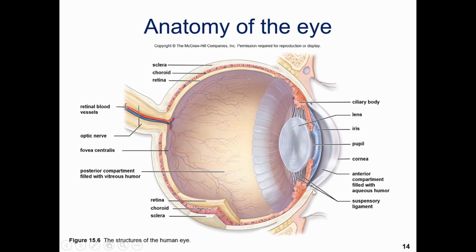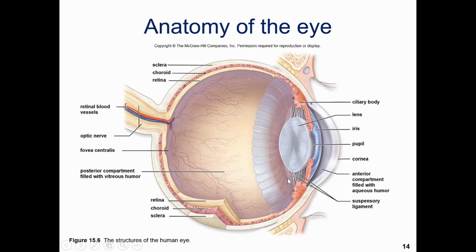Over here we see the cornea and the lens. And so the space between the 2 is called the anterior compartment and has the aqueous humor. And then the posterior compartment is all of this space here. Everything behind the lens here is the posterior compartment with the vitreous humor.